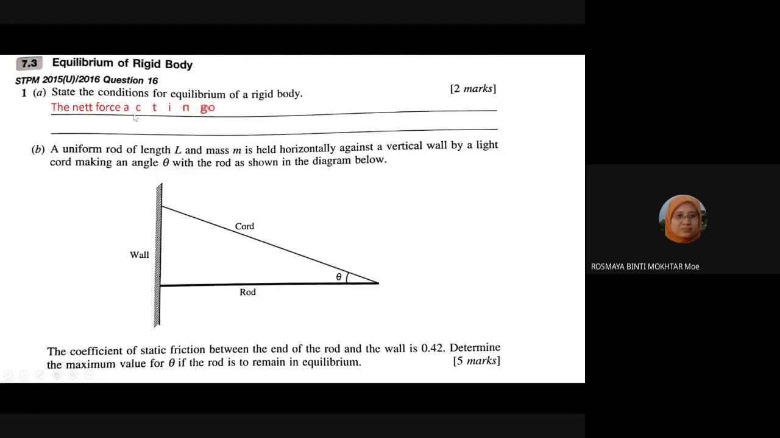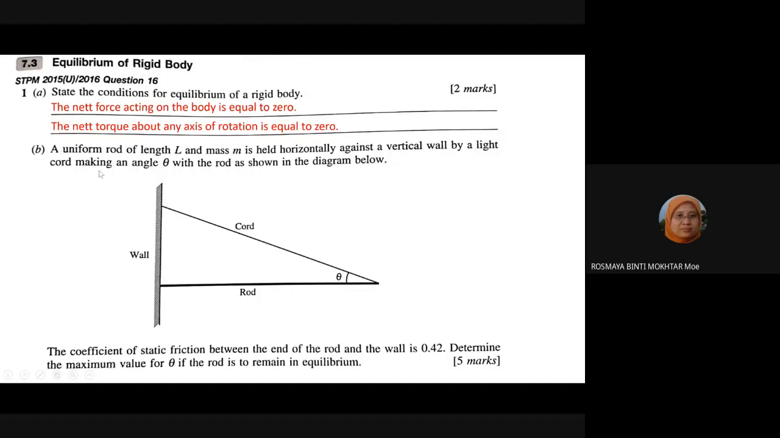The first content is the net force. You can say resultant force also. The resultant force acting on the body is equal to 0. Then the resultant torque about any axis of rotation is equal to 0. This is the condition for equilibrium of a rigid body. You can also write it in mathematical form besides the statement.